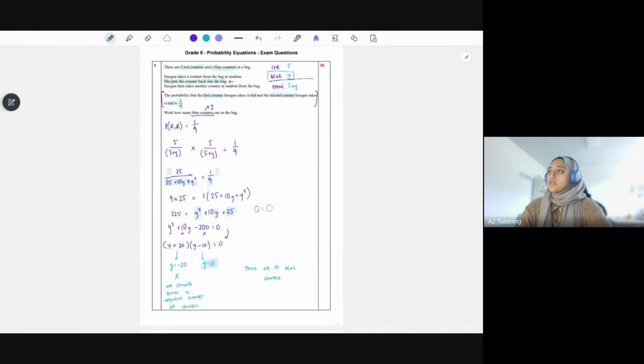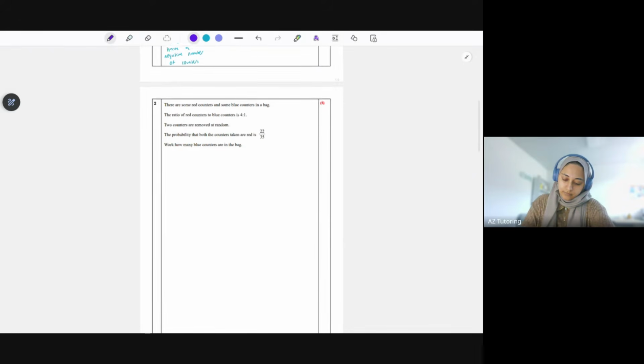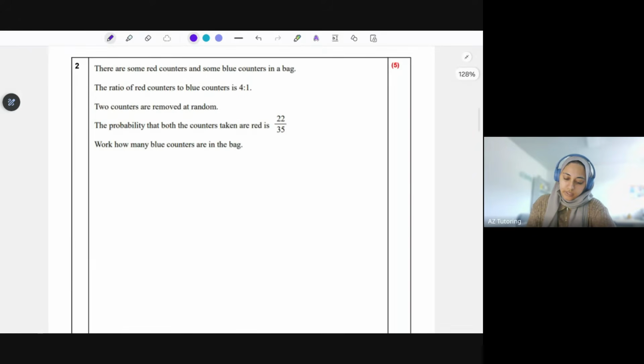So we'll move over to a different example. Let's see what the next example says. Okay, so there are some red counters and some blue counters in a bag again. So they're our options. We've got red, we've got blue, and then we've got our total.